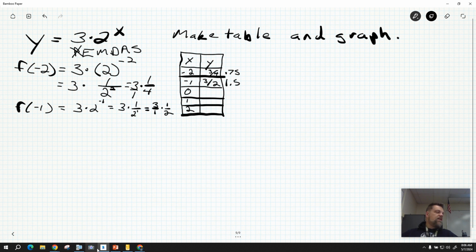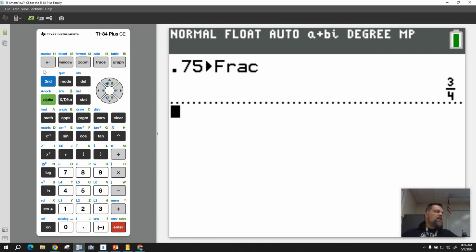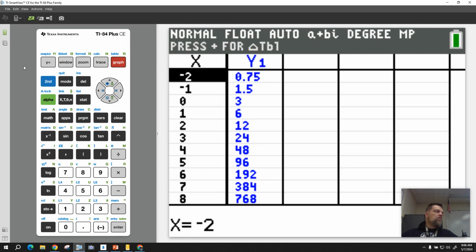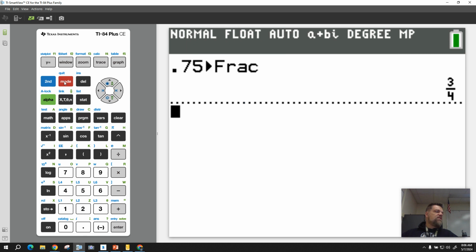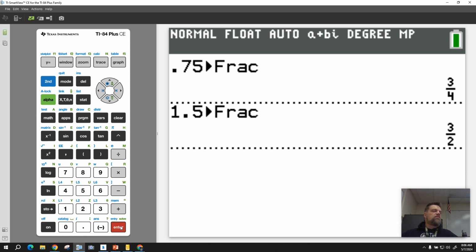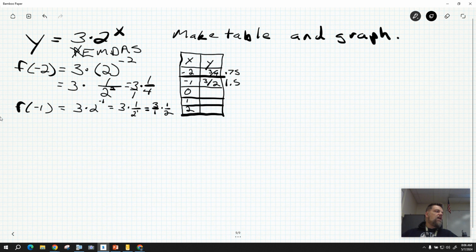So if we look on our calculator, and I hit second graph table, I get 1.5. If I want to know what that is as a fraction, I put 1.5. What button do I hit? Math. Very good. And I'm going to change that to a fraction. 3 halves. Well, bam, with the bacon sizzle. Okay. All right. So let's finish the rest of these.